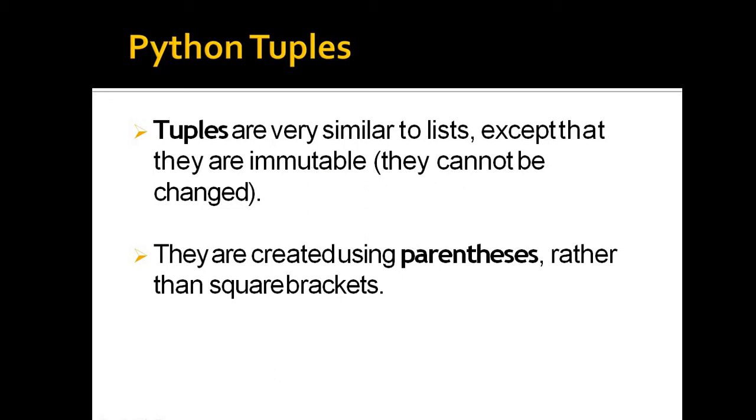Python tuples. Tuples are very similar to lists except that they are immutable. That means they cannot be changed. They are created using parentheses, rather than square brackets as in the case of lists.